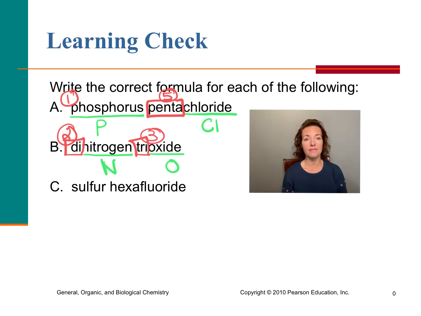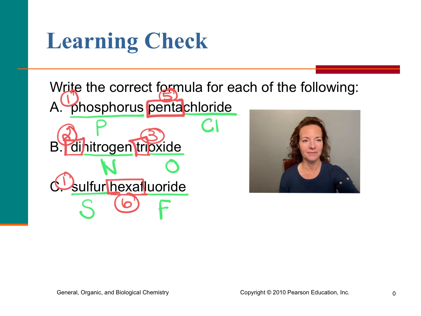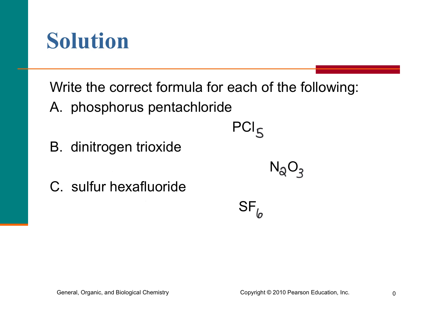And then finally, we have sulfur hexafluoride. Sulfur is a capital S, fluorine is a capital F. And then again, we look at the prefixes. There's no prefix on sulfur, so that means we just have one of them. And then hexa, this might be one that you have to memorize and remember, but hexa is one of those prefixes that might be a little bit more difficult for you to catch on to, and that you might have to just memorize. So for each of these, we got PCl5, N2O3, and SF6.